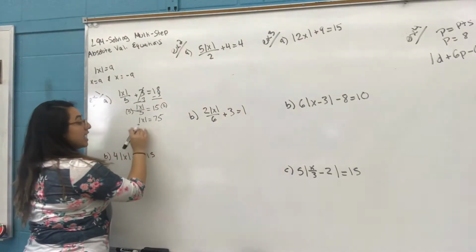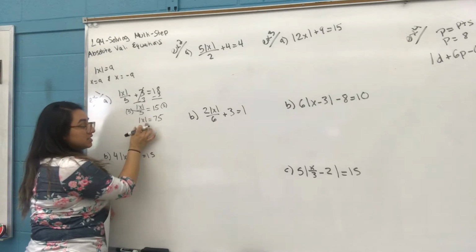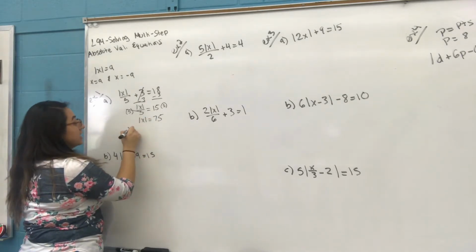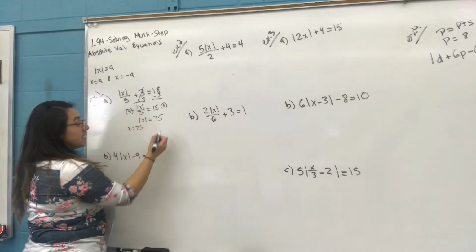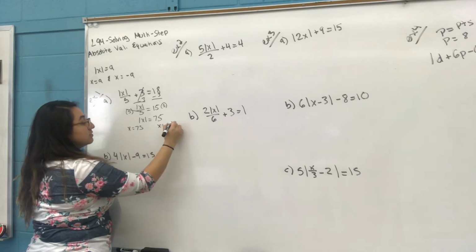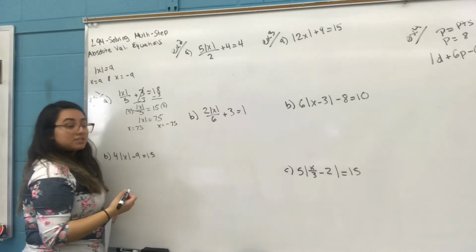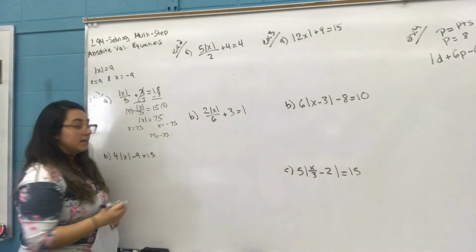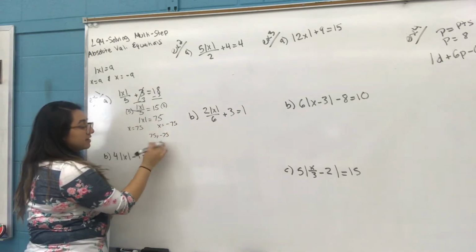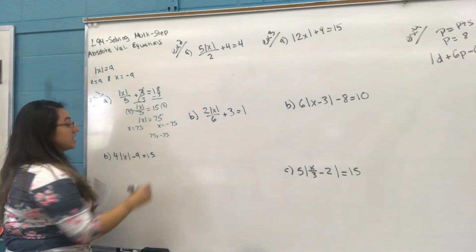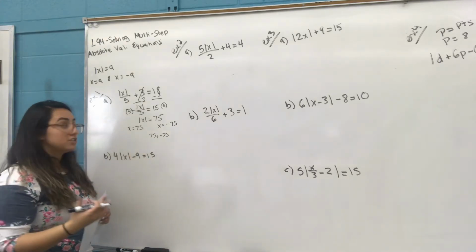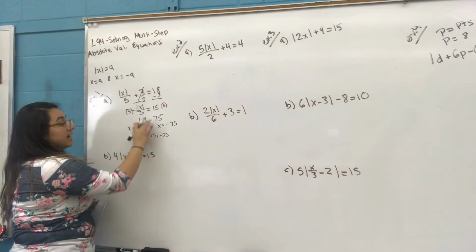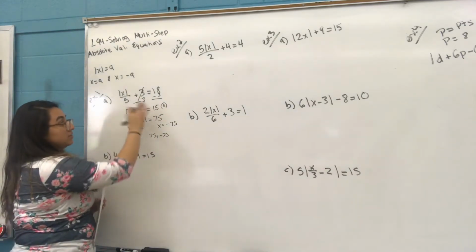Remember, after you have the x by itself, the brackets by itself, then you set it equal to the positive solution and you set it equal to the negative solution. There's two answers. Your two answers are 75 and -75. You don't have to put the brackets, 75 comma -75, it's fine. But you can't do this until the bracket is by itself on one side, and that's why we had to do all this work here.